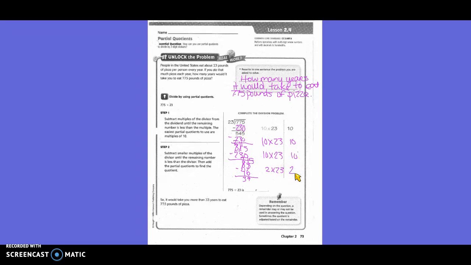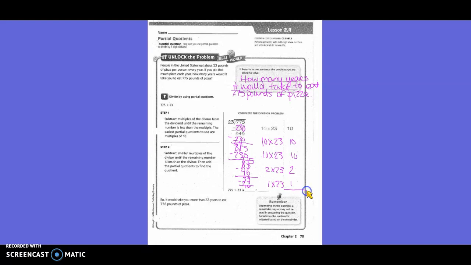Okay, what do I have left over? 39. So how many times does 23 go into 39? So 1 times 23. So minus 23. So 9 minus 3 is 6. And 3 minus 2 is 1. So then I have my 1 over here.